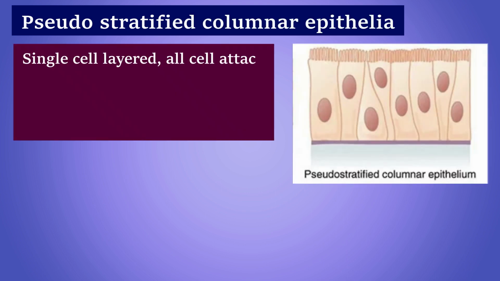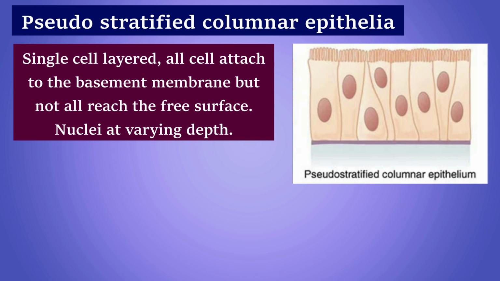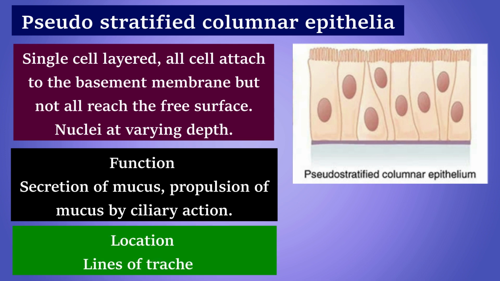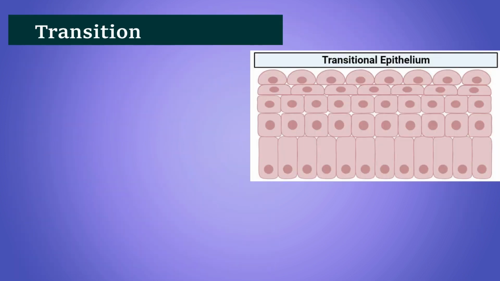Pseudo-stratified columnar epithelia. Single cell layered, all cells attached to the basement membrane but not all reach the free surface. Nuclei at varying depth. Function: secretion of mucus, propulsion of mucus by ciliary action. Location: lining of trachea.